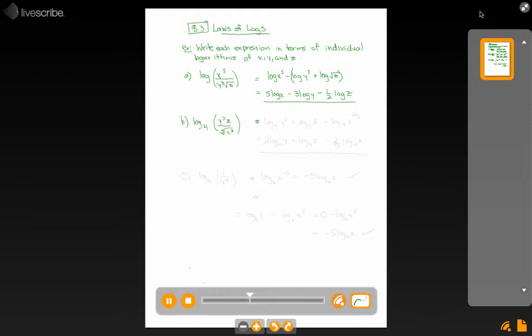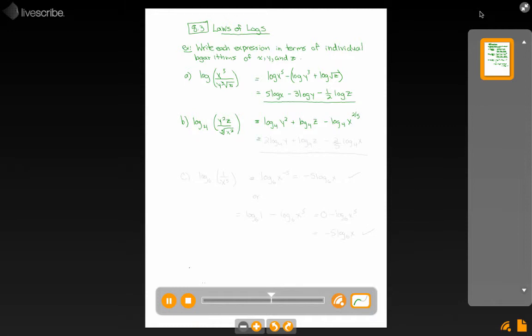So in this one we've got log base 4 of y squared times z divided by the fifth root of x squared. If I follow through the same type of steps, I'm going to say, well, this is log base 4 this time, notice, of y squared plus log base 4 of z minus log base 4 of x to the 2 over 5. Fifth root of x squared is the same thing as x to the 2 over 5. The minus because it was being divided.